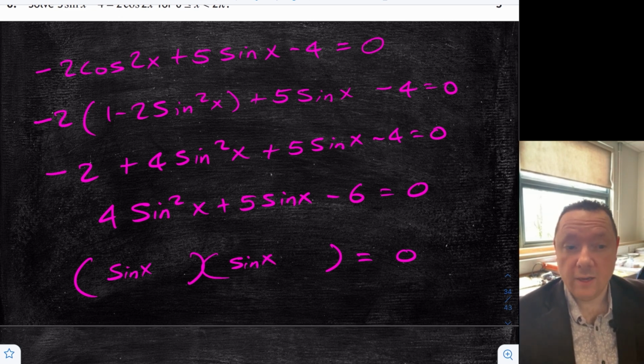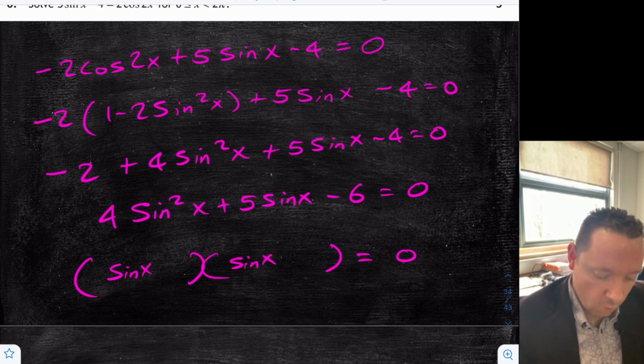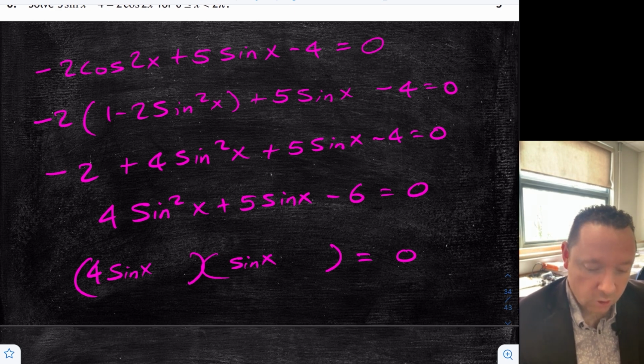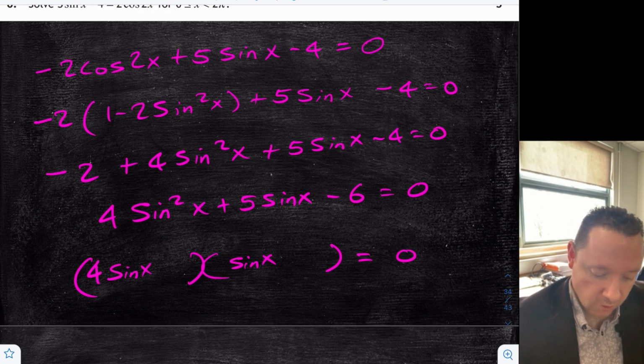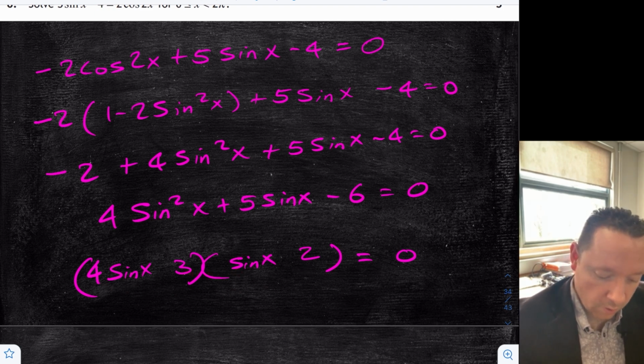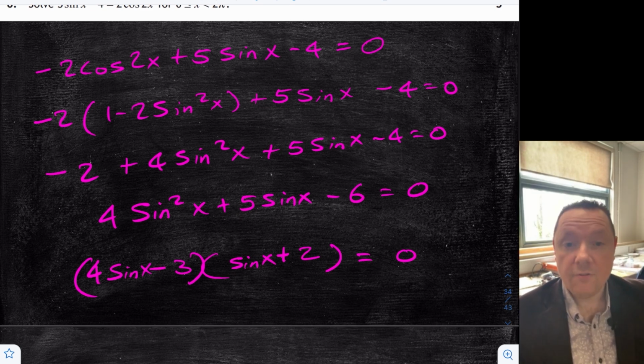It's National 5 work this, so revise National 5 factorising if you need to. But 4 sine x times 1 sine x gives me that. And then factors of 6. 4 2s are 8, 8 minus 3 is 5, so it's 2 and 3. So the outer ones, 4 2s are 8, that'll be plus 8. 3 1s are 3, minus 3 is 5. So it's plus and minus. Take your time doing that if you have to.